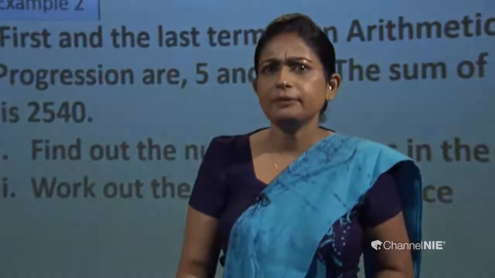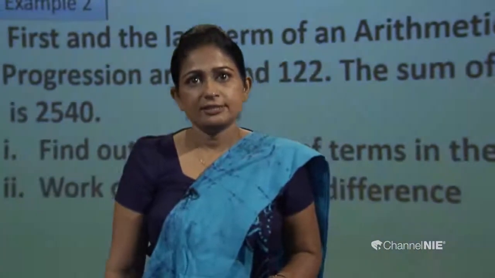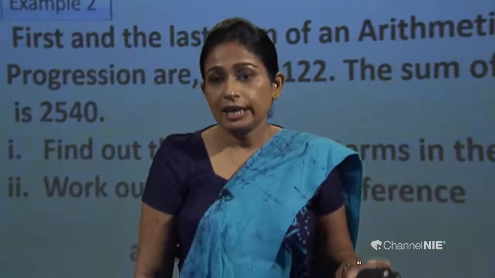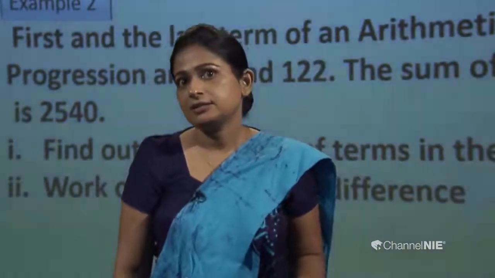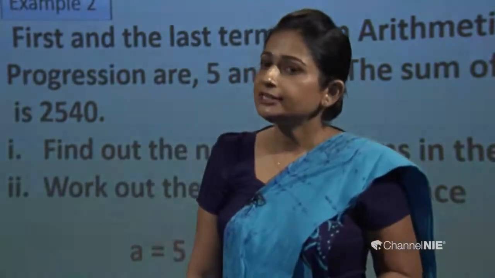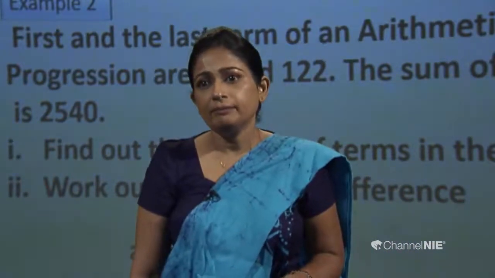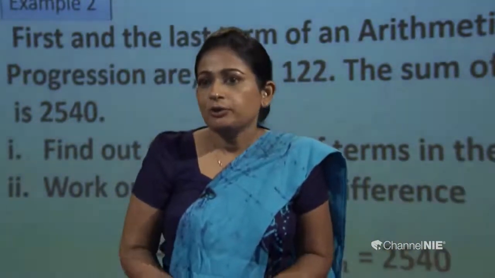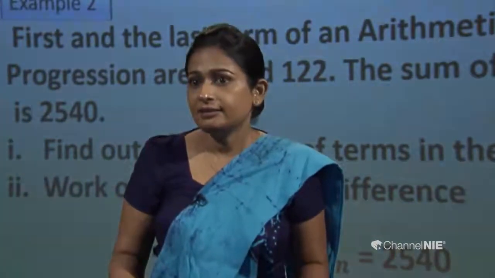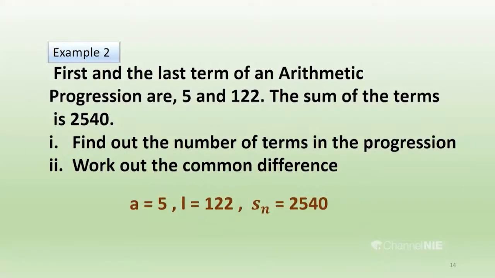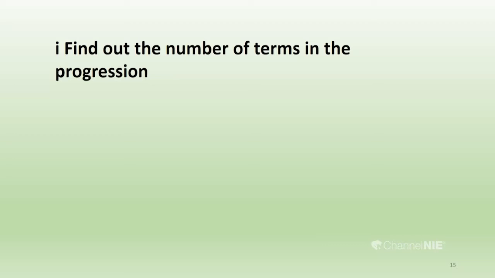So how do we represent this? First term is 5, that is a, and the last term can be represented using the letter l, that is equal to 122. Then Sn, we don't know n. Sn equals 2540. So what is the first part of the question? Find out the number of terms in the progression.